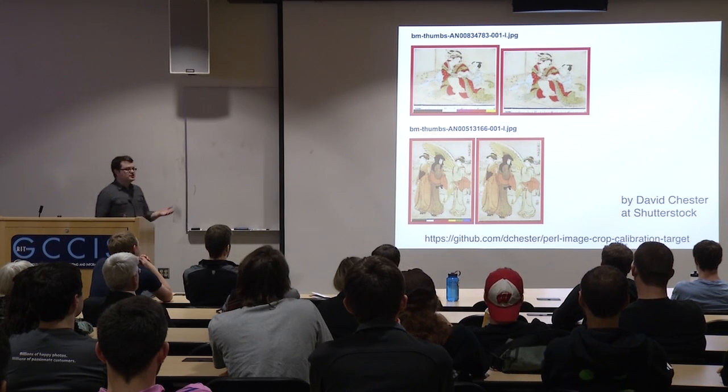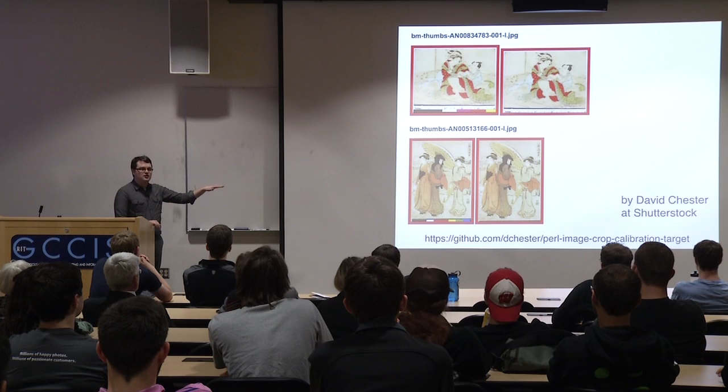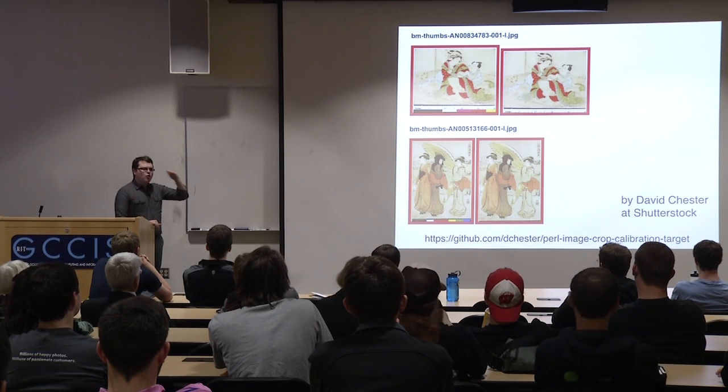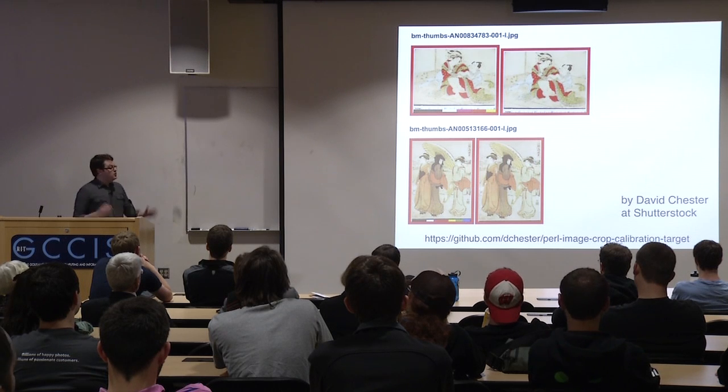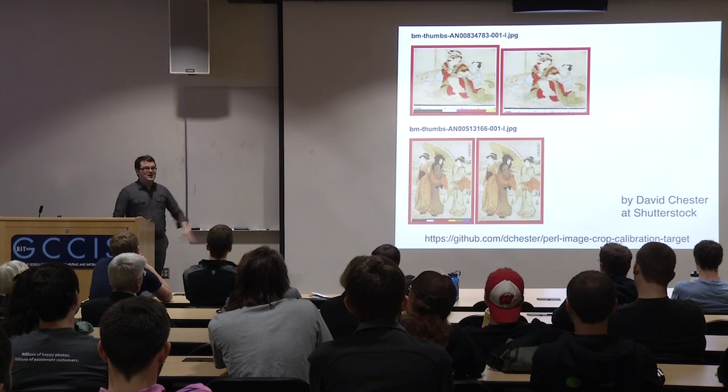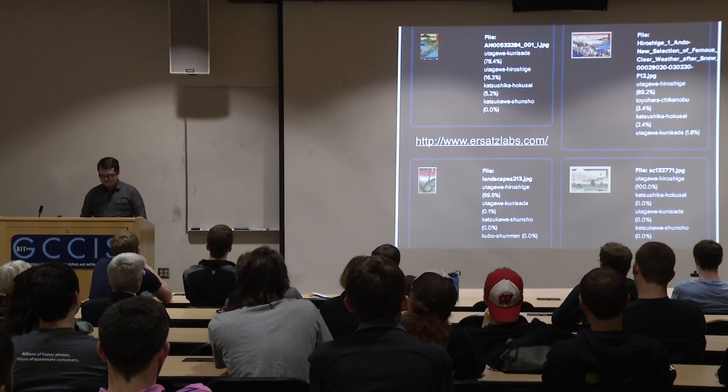Surprisingly, there are no open source solutions to chopping off color bars right now. The only things that exist are built into different photo software and stuff like that. If anyone knows of an open source solution besides the one we've been working on here, please let me know.